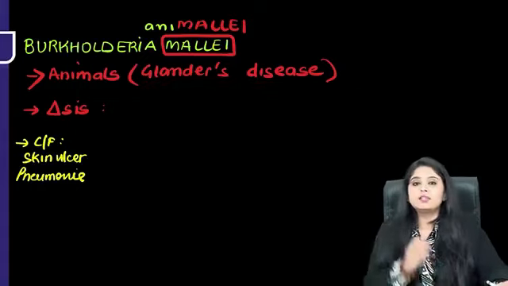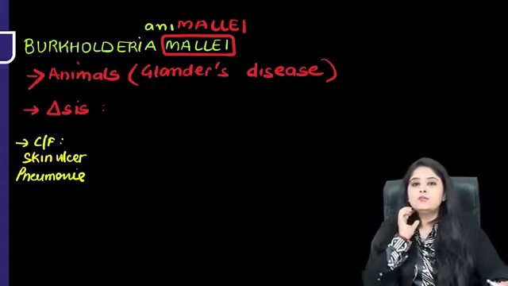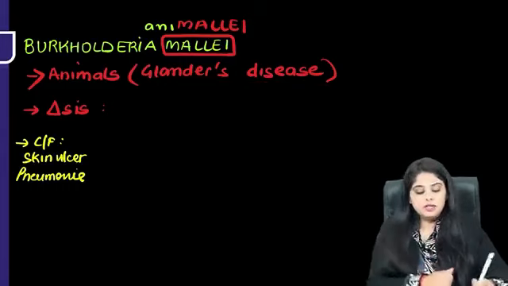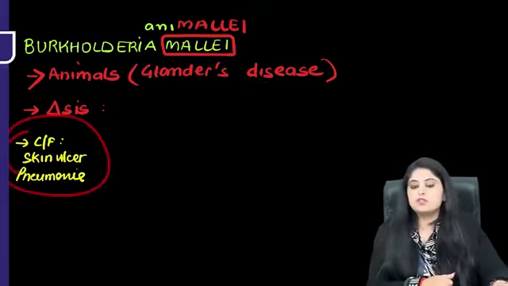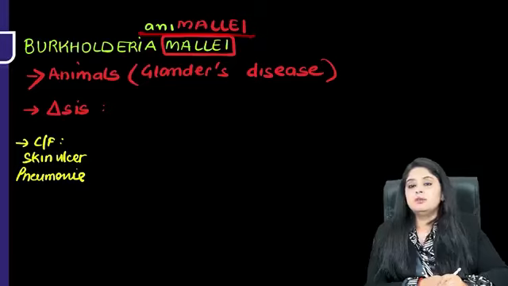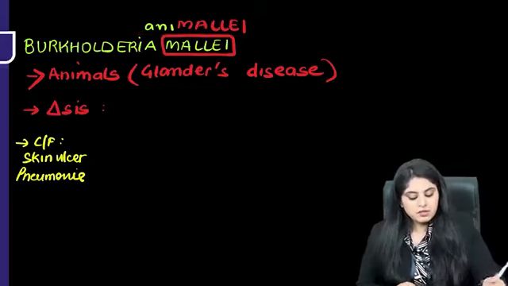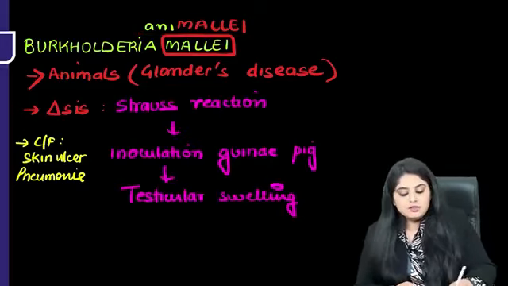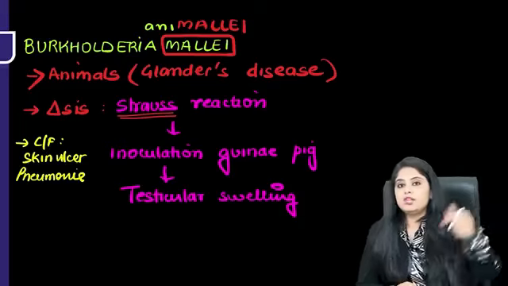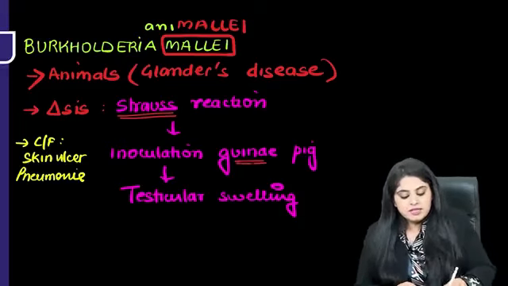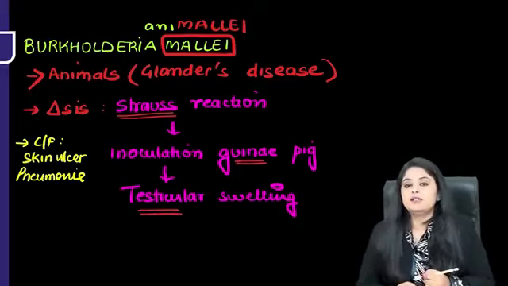Ma'am, Glanders disease means there will be glands, lymph nodes, lung infections, skin ulcers. Yes, all are the clinical features. So this is the one you see in animals, known as Glanders disease. And how do you do the diagnosis? That is also in animals. The diagnosis is done by something called the Straus test. Straus test means if you inject this organism into a guinea pig, there is going to be testicular swelling.